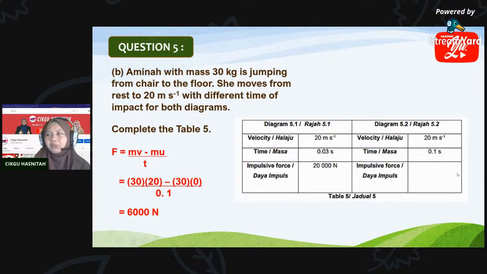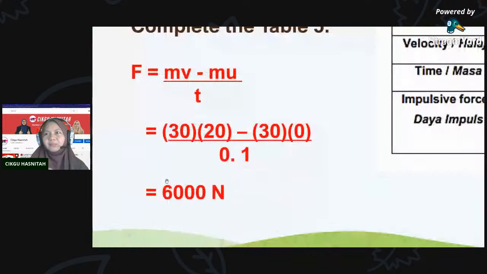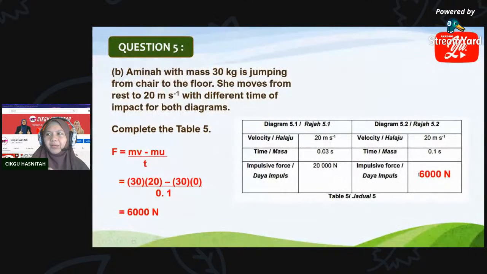So don't forget to write it back in the table because they ask you to complete the table. So you must place your answer exactly inside the table. So 6,000 Newton. Okay, this is the solution: formula, substitution, final value for impulsive force, and rewrite it back in the table.